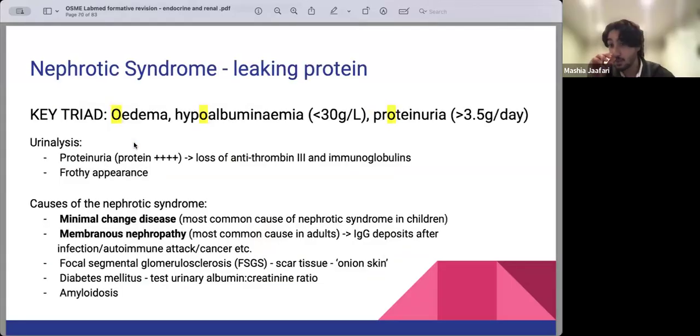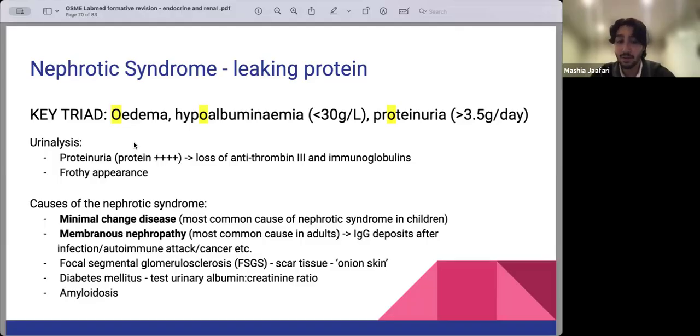The key triad to remember for nephrotic syndromes is everything with O, which helps. Nephrotic has the three O's: edema, hypoalbuminemia, and proteinuria. Proteinuria is the main thing, and it's in the nephrotic range, so over 3.5 grams per day. This proteinuria can lead to the loss of antithrombin 3 and immunoglobulins, so you can become hypercoagulable, and you can become immunodeficient because you're losing all your immunoglobulins.